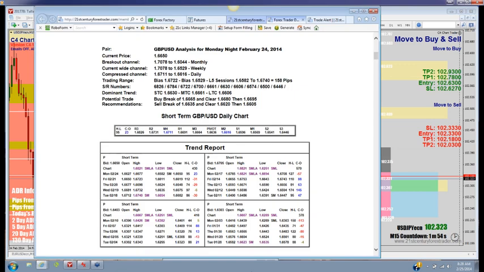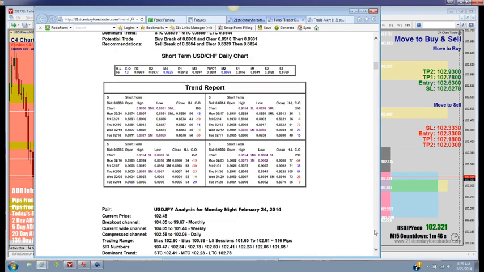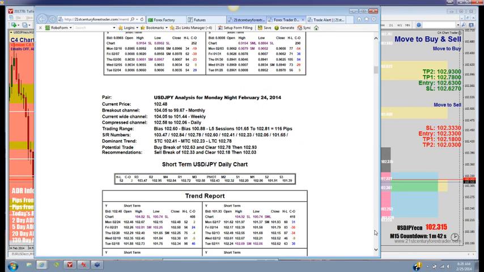So USD JPY currently trading at 102.32, and the daily report says 102.06 for the bottom, 102.58 for the top, and 102.41, 102.23, 102.06, which is equal to the bottom, and 102.60 for resistance up there, followed by 102.78. And that 102.60 is in line with that 102.58.